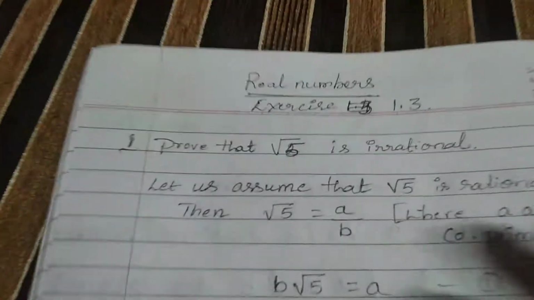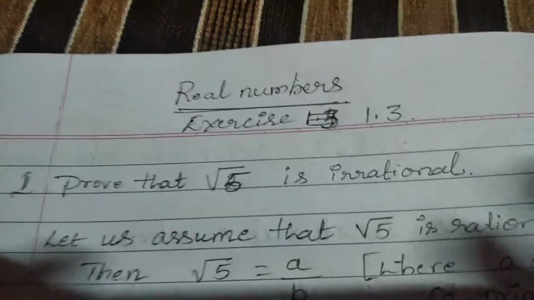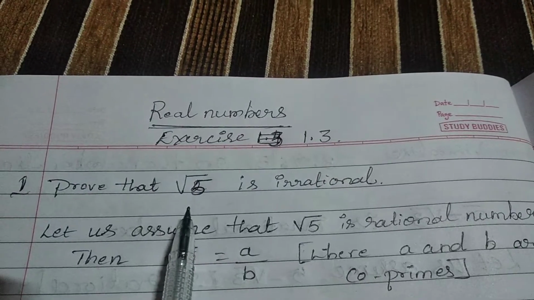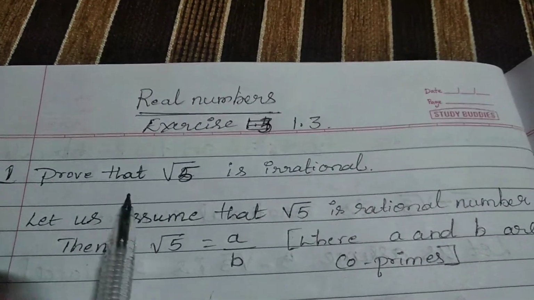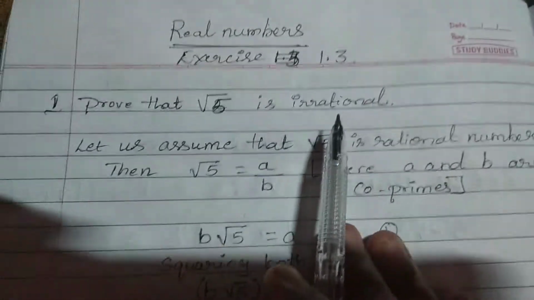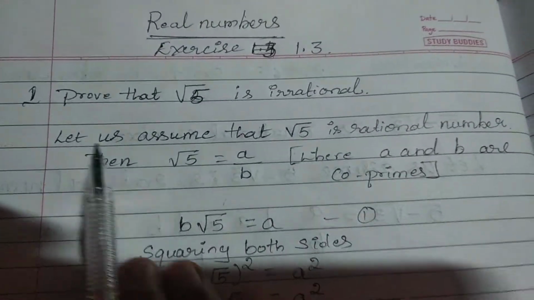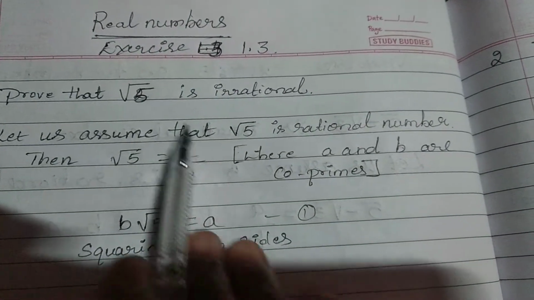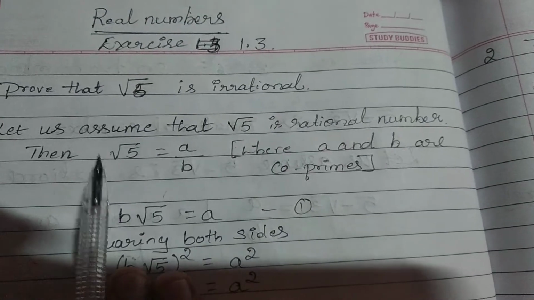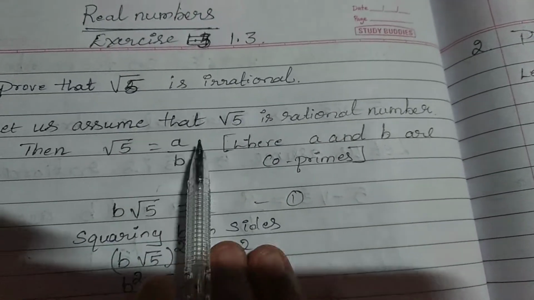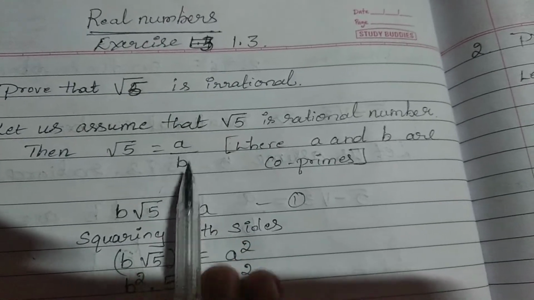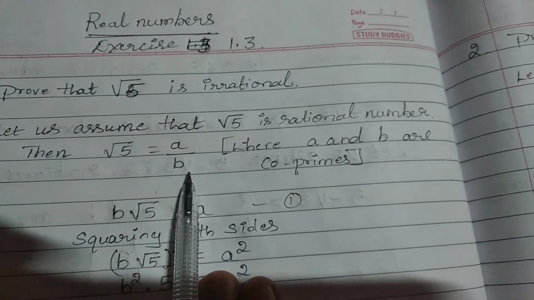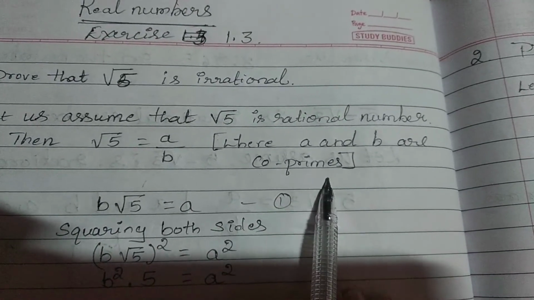Now we'll see exercise 1.3, first problem. Prove that root 5 is irrational. The first step is, let us assume that root 5 is a rational number. If that is a rational number, root 5 is equal to a by b. We can express it in the form of p by q or a by b, where a and b are co-primes.